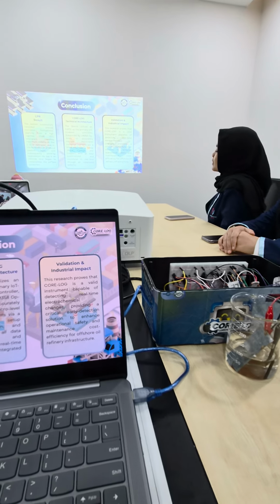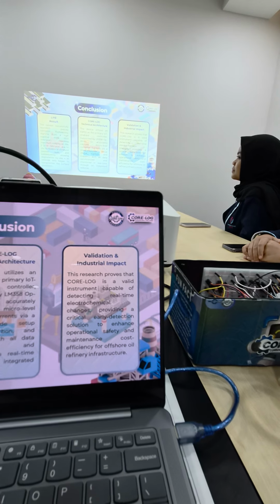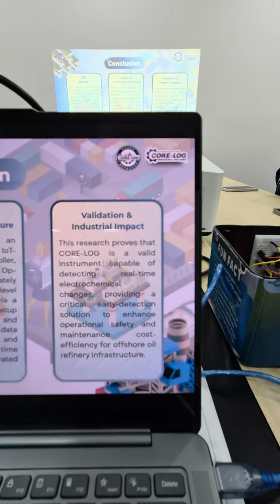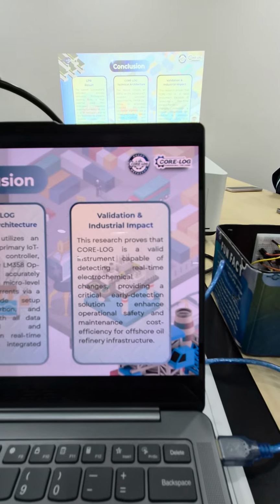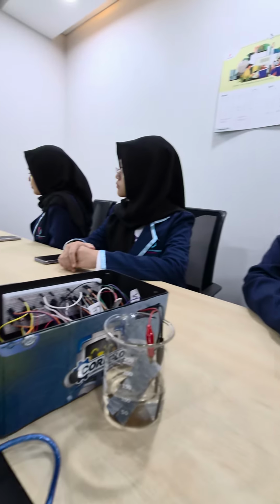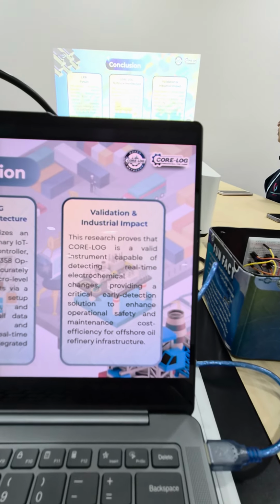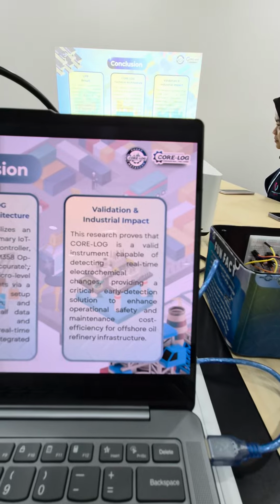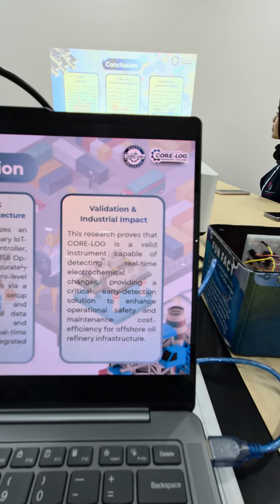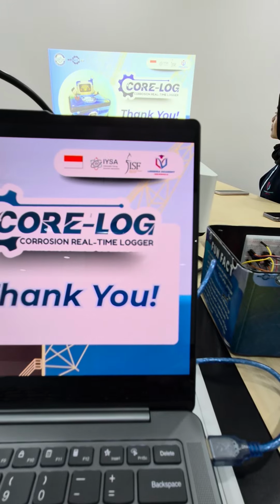Okay, so the next one, we're going to talk about the validation and industrial impact. As you know, this research proved that Corlock is a valid instrument capable of detecting the corrosion rate as well as estimating the lifetime of the sample itself, providing a critical early detection that helps a lot of oil refineries to prevent accidents from corrosion itself. As you can see, we provide a solution to enhance operational safety and maintenance cost efficiency for offshore oil and refinery infrastructure.